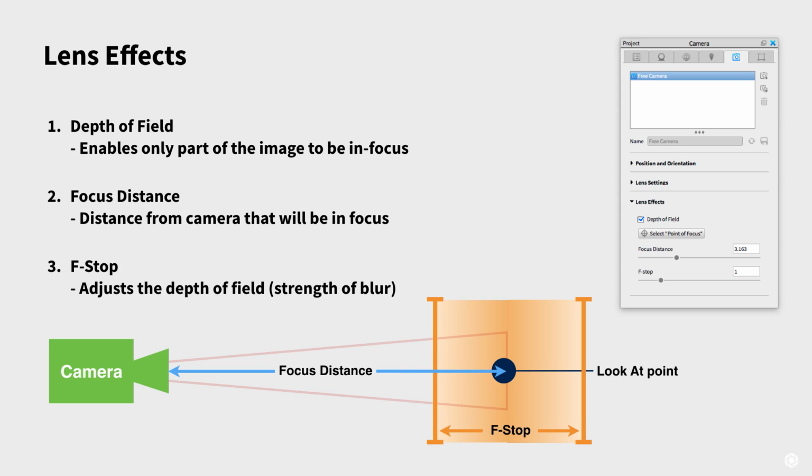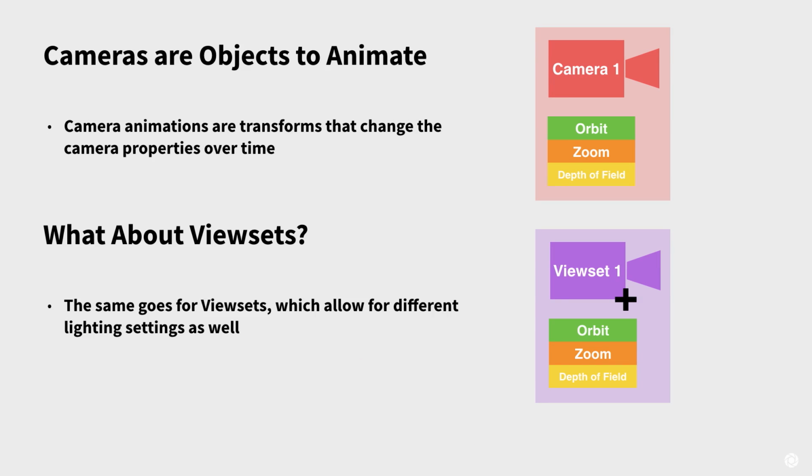So between your position and orientation, your lens settings, and your lens effects, if you understand how each of those work and affect your real-time view, then you should have a good foundation to build upon for animating all of these settings. And of course, our cameras behave similar to our pieces of geometry in that they can be animated. So they're just objects that you apply animations to. And view sets, for those of you who like to use those, actually work as well. That basically allows you to change the lighting settings from camera to camera as well.